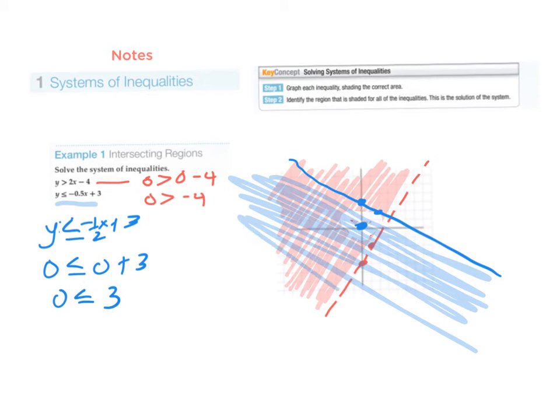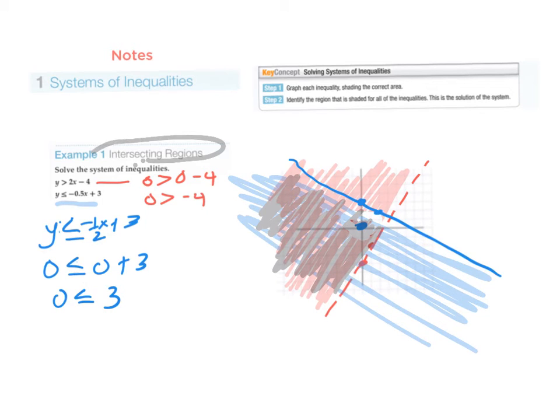So I'm shading. And where the red and blue cross, basically this corner area, is our answer to our problem. So intersecting regions is the answer. So where they intersect is our answer to our graph.